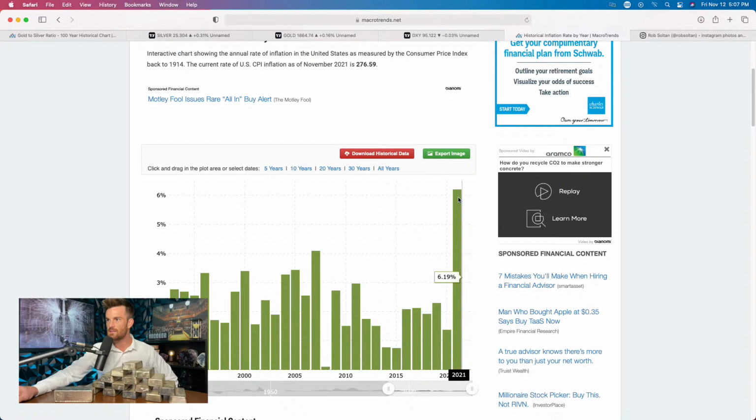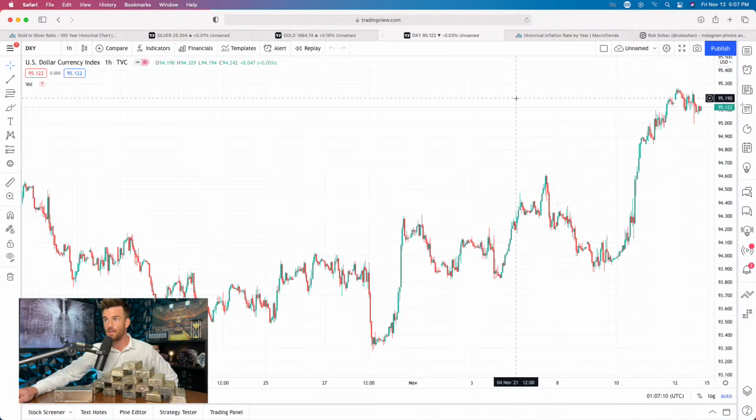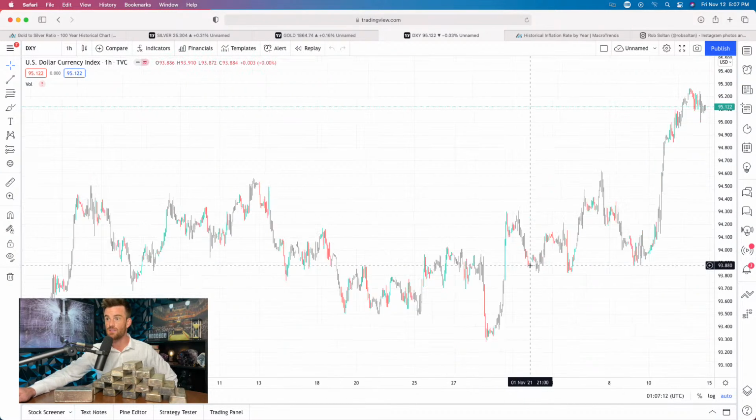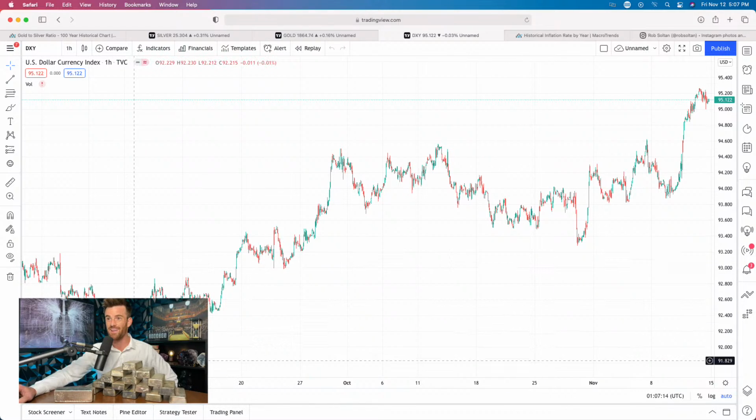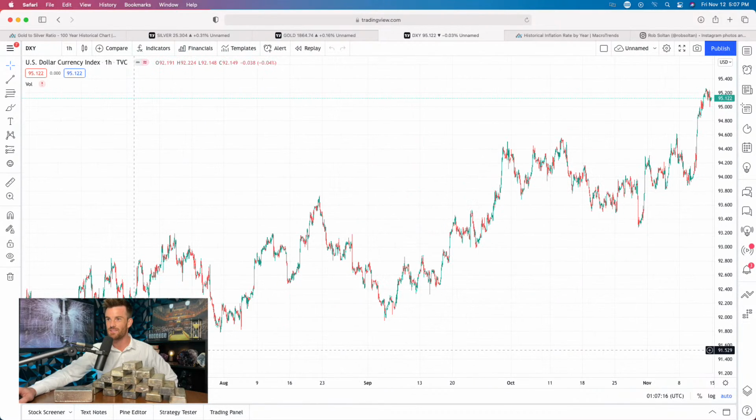But this is getting people worried. That's what's happening right now. And so when they get worried, they sell their bonds, they sell their equities, and they go into the dollar because the dollar is hot potato money. That's why we're seeing this spike here. And actually, the dollar has been going up quite a bit, which is extremely surprising. It just doesn't make any sense.